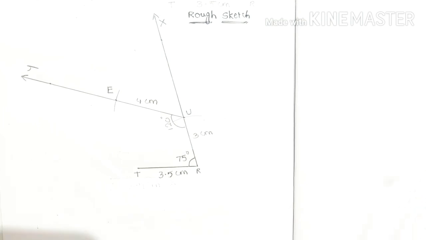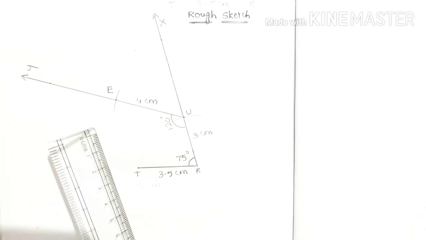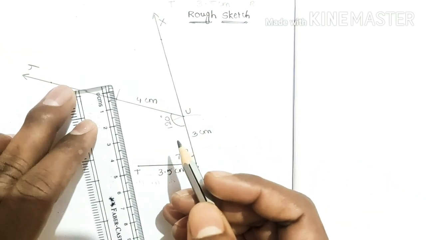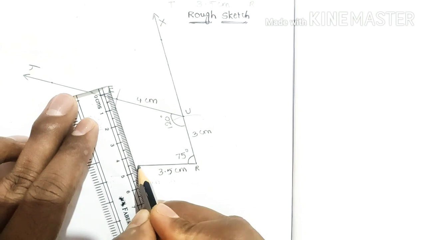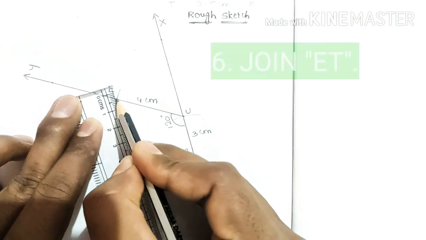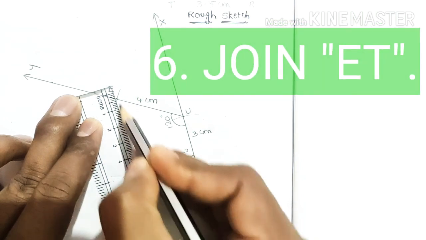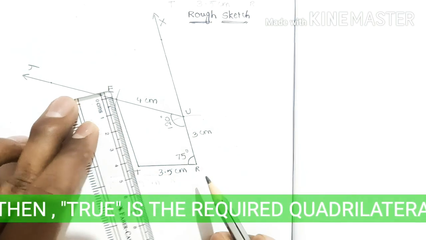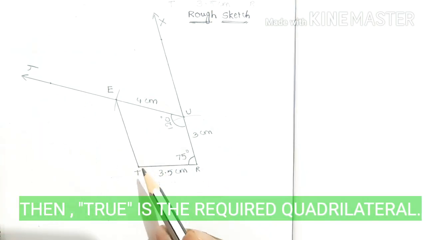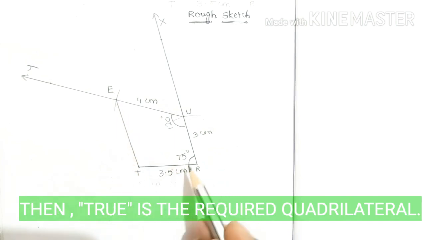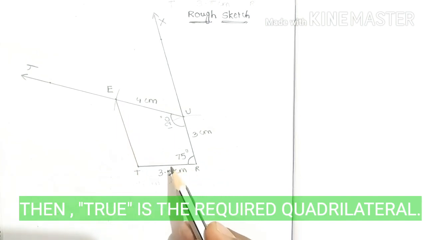After locating point E, we have to take the help of the ruler and join ET. This T point as well as E point you have to join. After joining, you get the quadrilateral TRUE. This is the required quadrilateral.